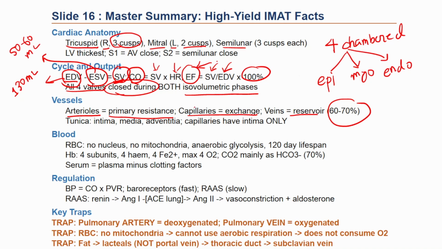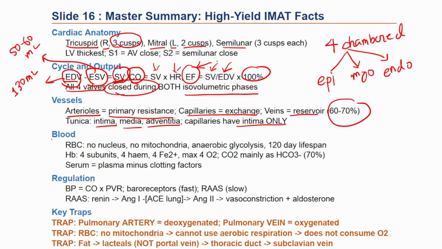If you look at their structure, standard vessels have three distinct layers: the tunica intima, tunica media, and tunica adventitia. Capillaries are the exception here. To maximize exchange efficiency, they consist of the tunica intima only.